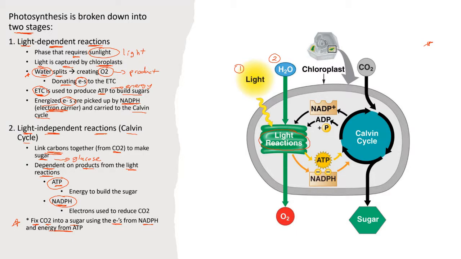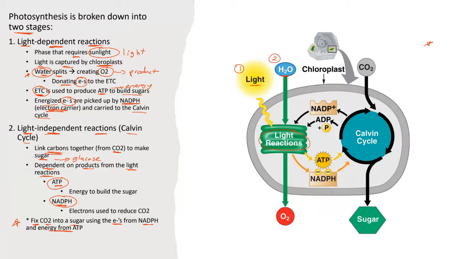Remember, what do we need as reactants for photosynthesis? We need light. Here it is. We need water. Here it is. And carbon dioxide. But carbon dioxide is the cool thing: it doesn't come in right now. We'll use carbon dioxide in the light independent reactions, or the Calvin cycle.